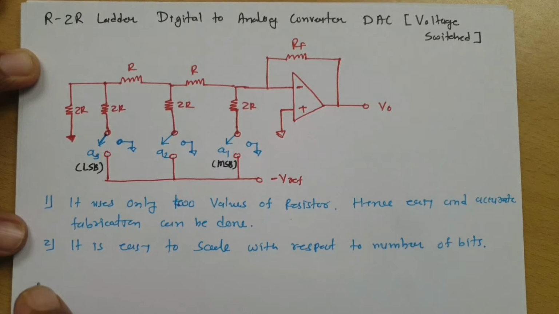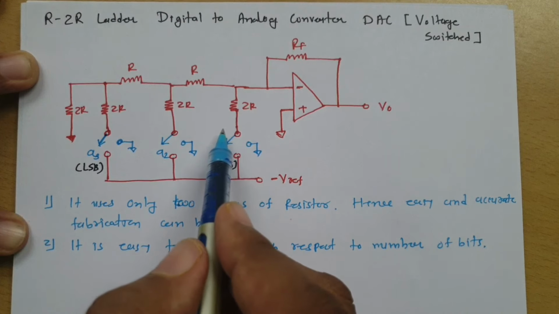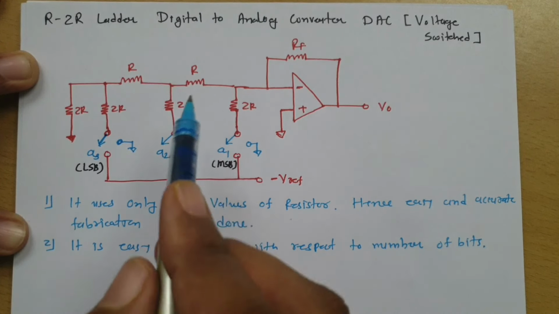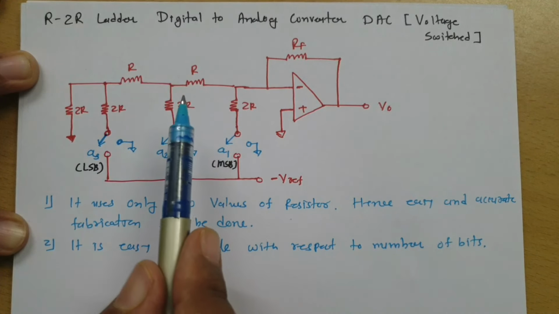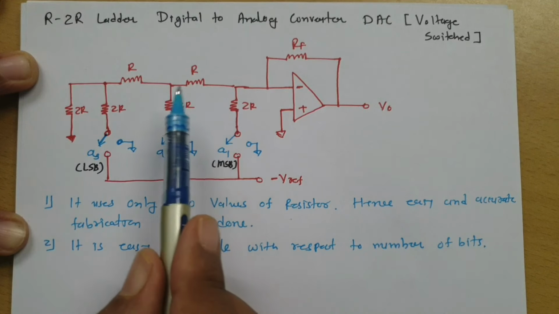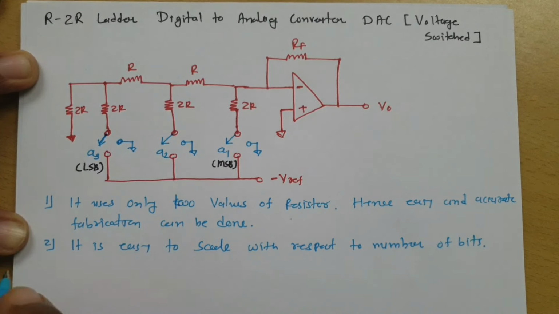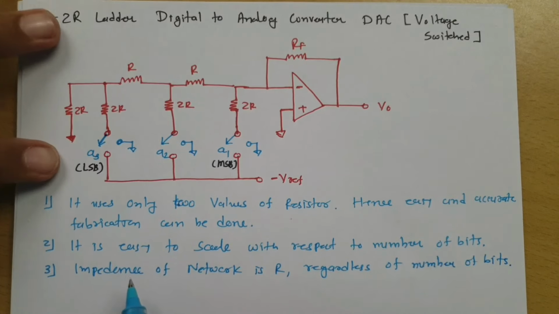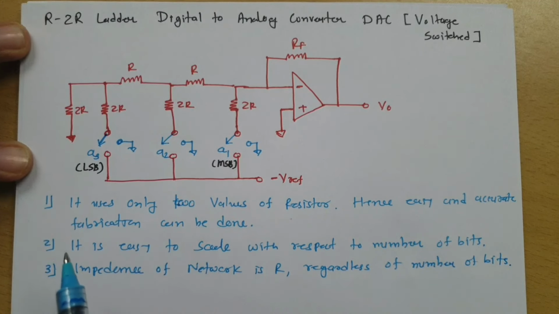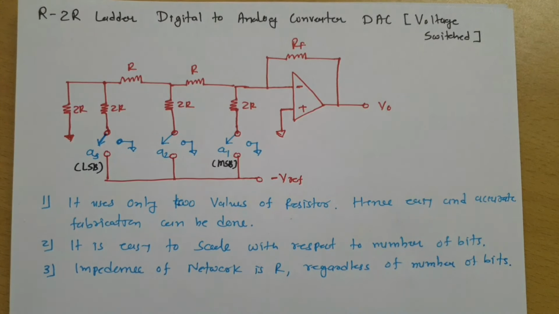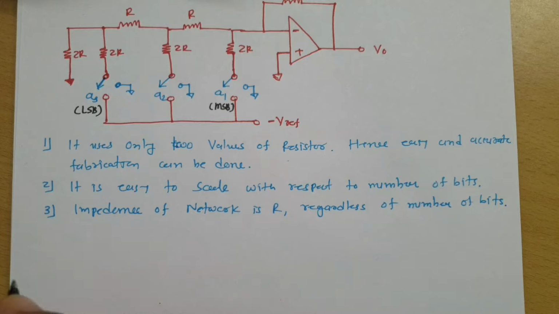And the third and most important point is that the output impedance of this network is R regardless of the number of bits, right? So here even if you increase the number of bits, this network resistance will not change. That network resistance will remain R only. It is not depending on the number of bits. I'll explain how this network impedance is R, right? And to show this, let us draw this network over here. So I'm just drawing this network again.